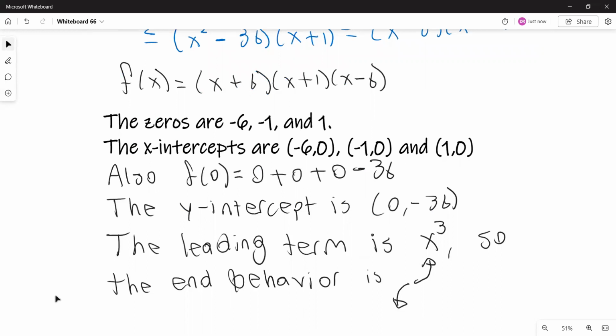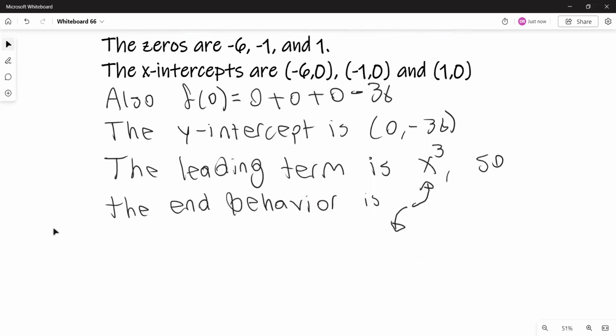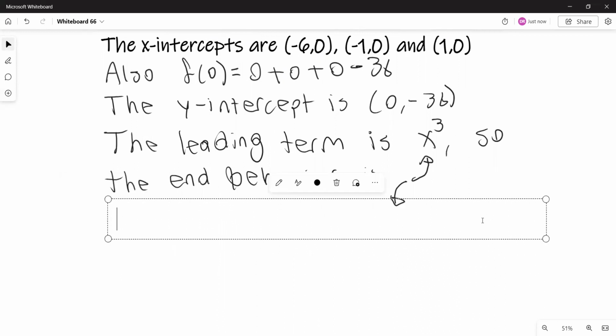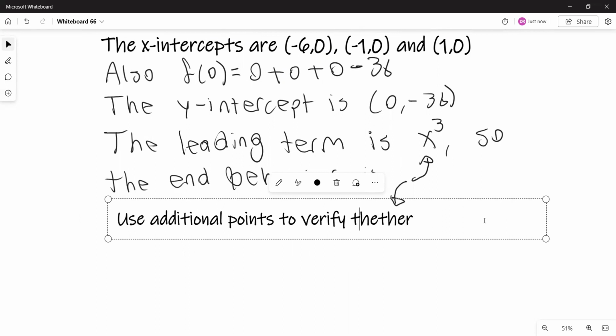So we're going to do something similar to what we did when solving quadratic inequalities. We have a good amount of information now. We know the end behavior, we know the intercepts, and we're going to use additional points to verify whether the graph is above or below the x-axis.